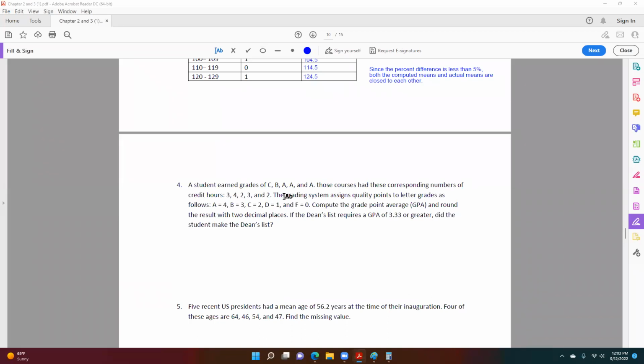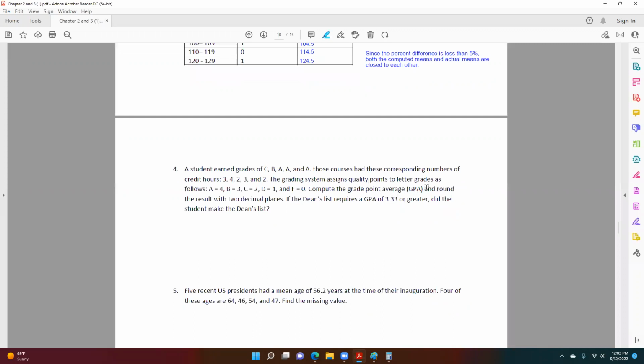So the question here is asking us to compute the GPA. Now, this question wants us to round the answer to 2 decimal places. And the question also says that in order for you to make it to the Dean's List, your GPA has to be 3.33 or greater.